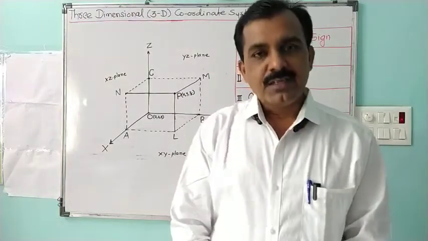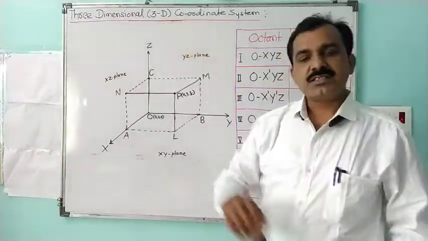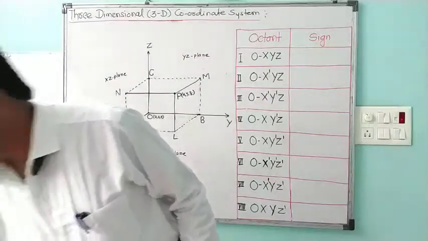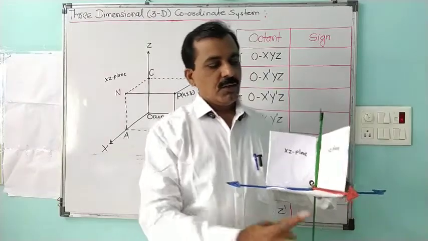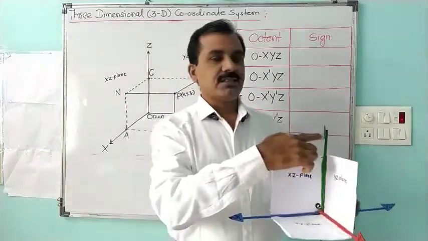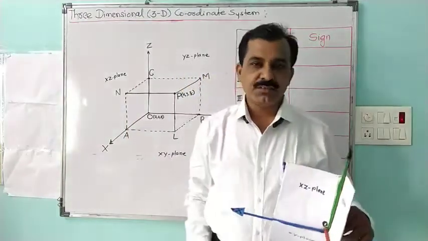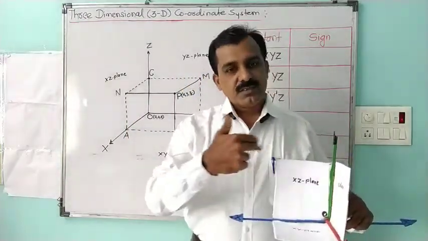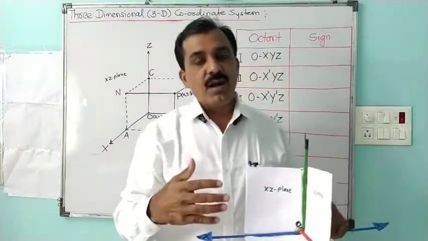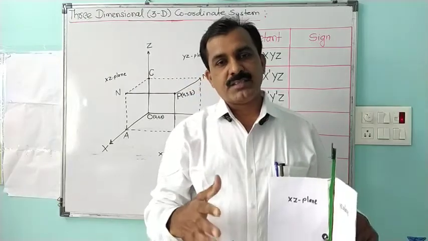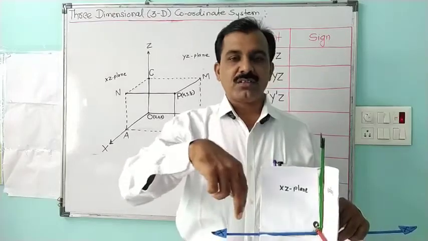Namaste. In the last period, we discussed the three-dimensional coordinate system. That means when we have three axes, that is the x-axis, y-axis and z-axis, perpendicular to each other at point O, that is the origin, and these three axes after intersection give us the different parts of this space, and we call them an octant. So we have 8 octants.